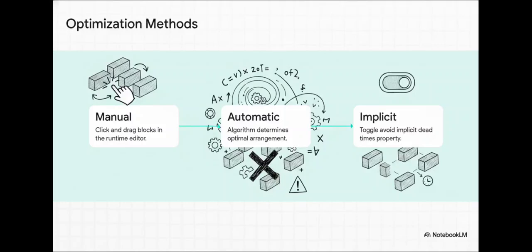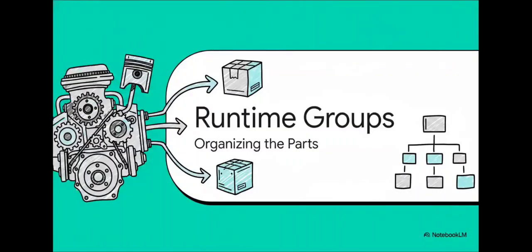Step 3 is relying on implicit dead times, where toggling a specific property inside the editor forces the system to automatically correct the insertion position the very moment you make a new connection. Section 4, Managing Runtime Groups, Organizing the Parts.